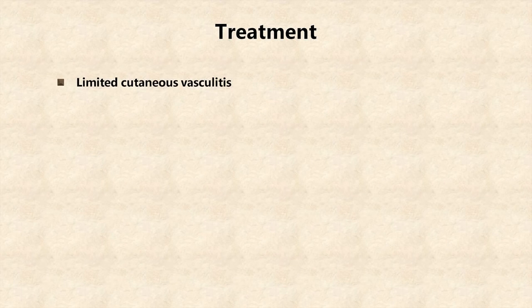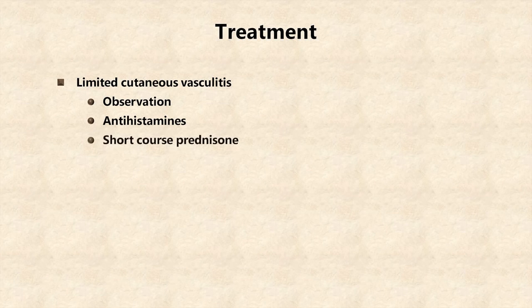In the final minute, I'll very quickly review the basic treatment options for vasculitis, although you should keep in mind that each individual vasculitis may have specific treatment algorithms that this extremely brief overview may not capture. For limited cutaneous vasculitis, for example, mild IgA vasculitis or hypersensitivity vasculitis, sometimes observation and removal of offending agents are all that is necessary, though antihistamines and a short course of prednisone is often used.